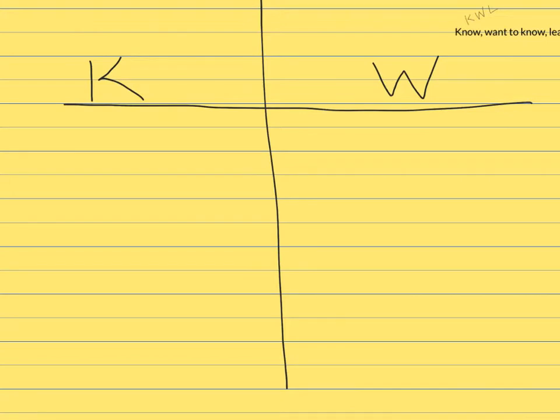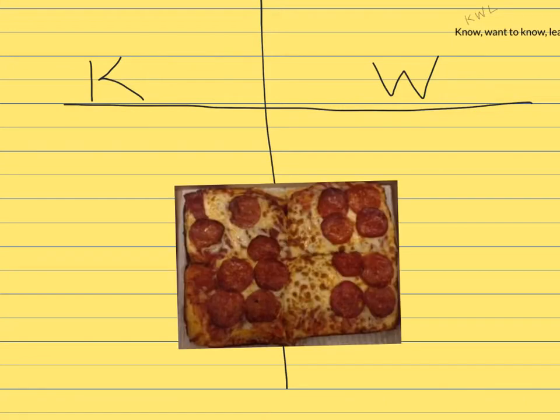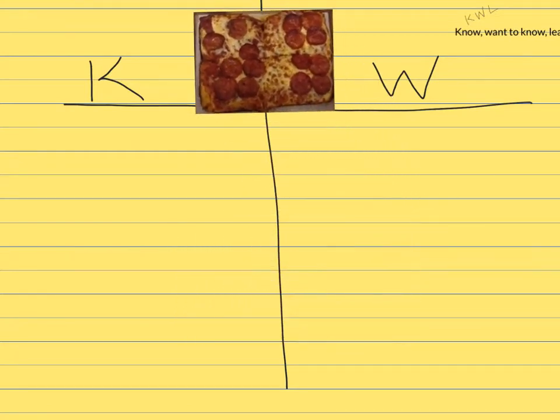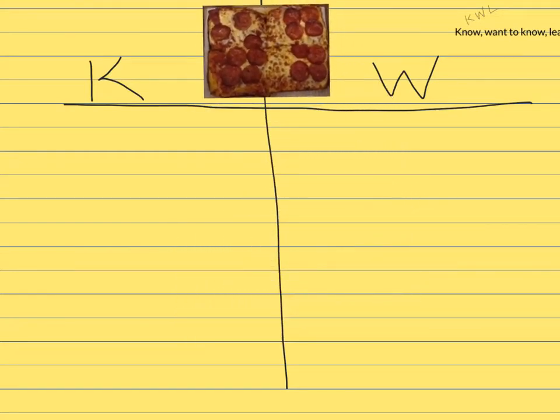So we got our K section and our W section, and what this is for is really to sort out what we know and what we want to know about a certain subject, so that when we approach a subject, we can be aware of the subject and fully engaged in what the subject is. So let's take a subject that we all like and know something about, and that is pizza. Okay? So we all know a little bit something about pizza. Maybe we all want to know a little bit more about pizza.